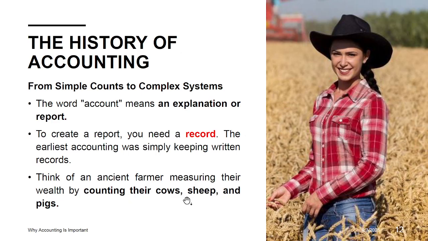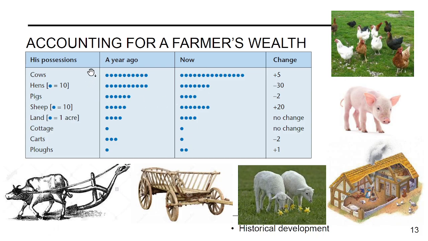So you can imagine an ancient farmer measuring his wealth by counting how many cows, how many sheep, and how many pigs he has. For example, you can see that our ancient farmer wants to know his possessions. For example, he had a cow years ago, and now, and what is the trend, right? So they don't know what the value is. But from your point of view, it's very difficult to know what wealth is, right? So we know that I have 5 more cows, 30 fewer hens, 2 fewer pigs, 20 more sheep, etc. And the land may have no change, etc. But I don't know exactly what my wealth is compared to years ago, whether I have more wealth or less, right?